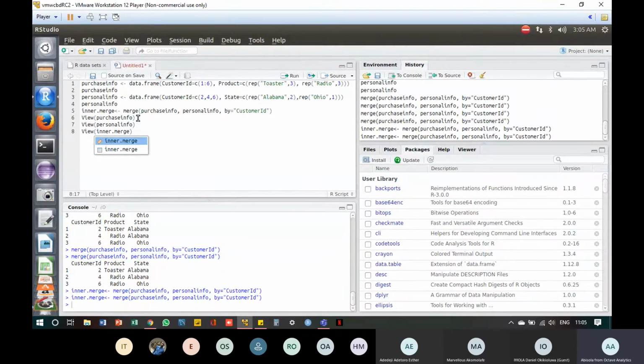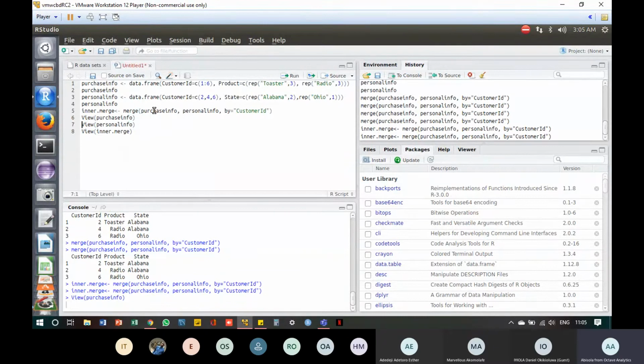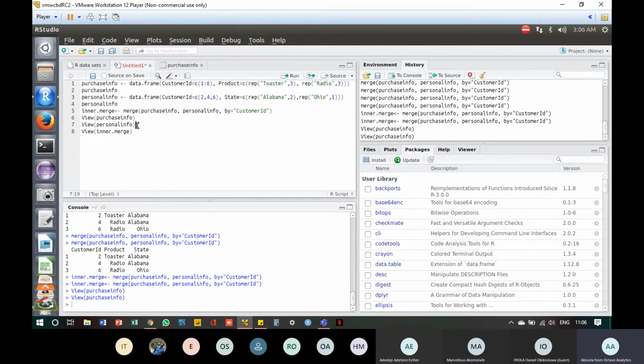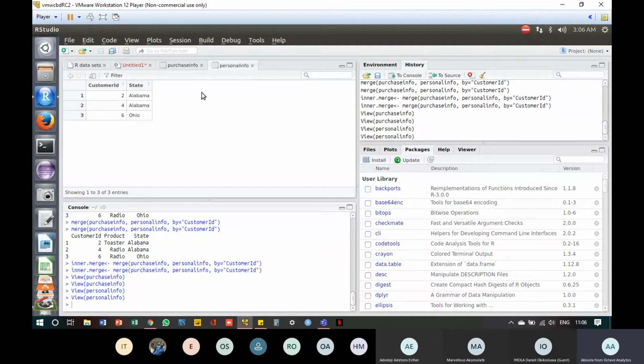Now I want to view purchase info. This is purchase info, right? So let me view personal info. This is personal info. Now look at purchase info and look at personal info. What is the common customer ID in purchase info and personal info? 2, 4, and 6. So we have 2, 4, and 6 here, and we have 2, 4, and 6 here.